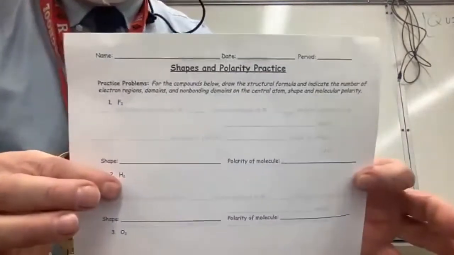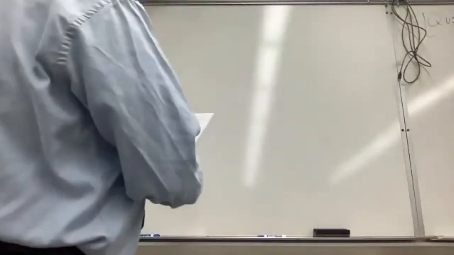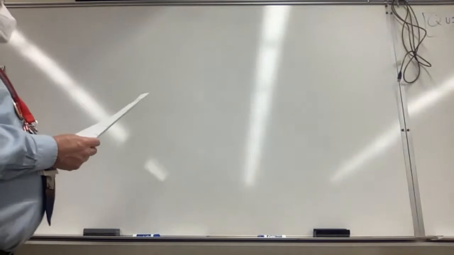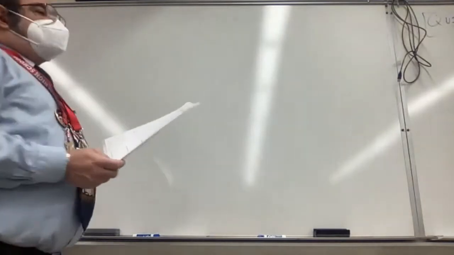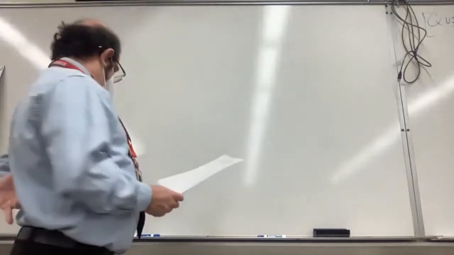Okay, so we're looking at the shapes and polarity practice sheet, which is in your Google Classroom. So let's do the first one. First one's really easy. It is F2.